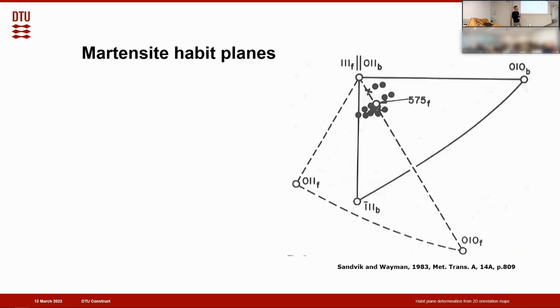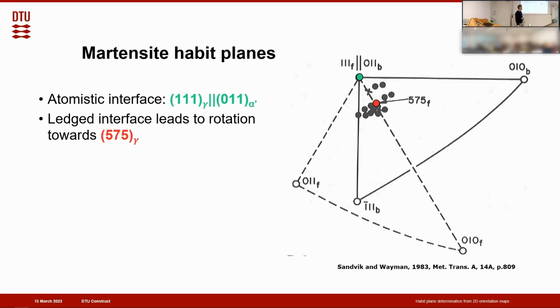Habit plane determination has a very big background in martensite research. There is, for example, work from the 80s, but even way before that, people started trying to characterize the habit plane. In martensite and steel, where it's quite a big topic, we have an atomistic interface of the 111 plane in austenite, the parent phase, with the 011 plane in martensite, which is the child phase. But we can also see that macroscopically, this plane actually shifts to more of a 575 plane in austenite. So we can see that the habit plane does not really correspond to the atomic interface.